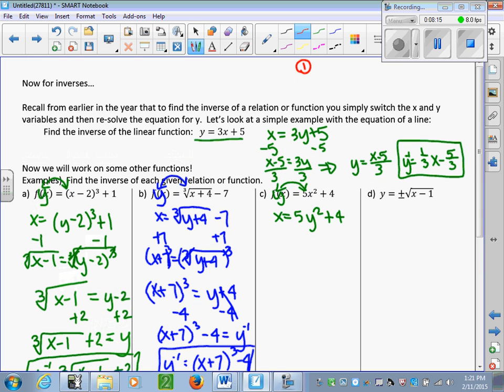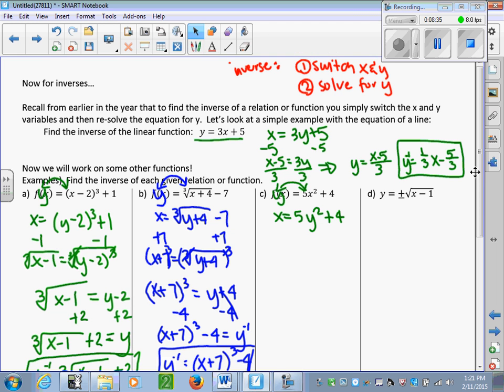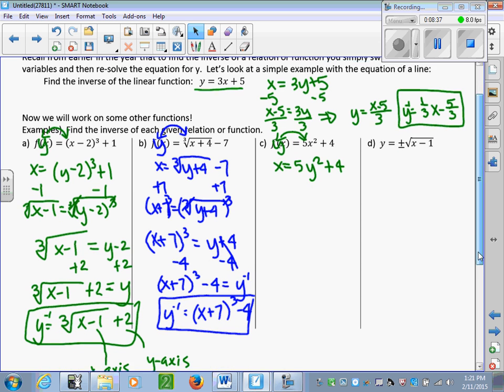So number 1, you switch x and y. Step 2, solve for y. That's all we're doing when we're finding inverses. Okay, those are your steps. Okay, so C.